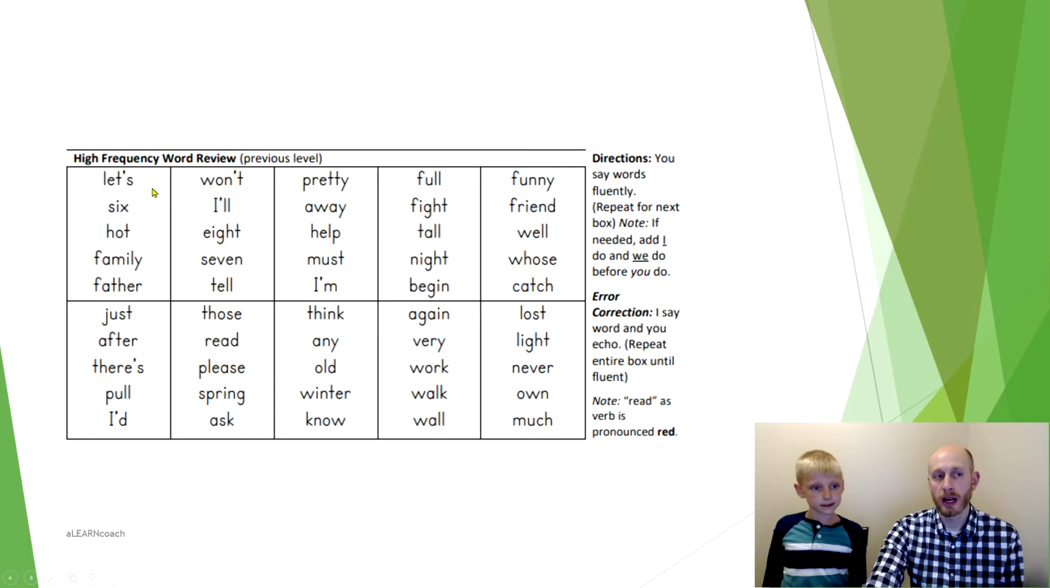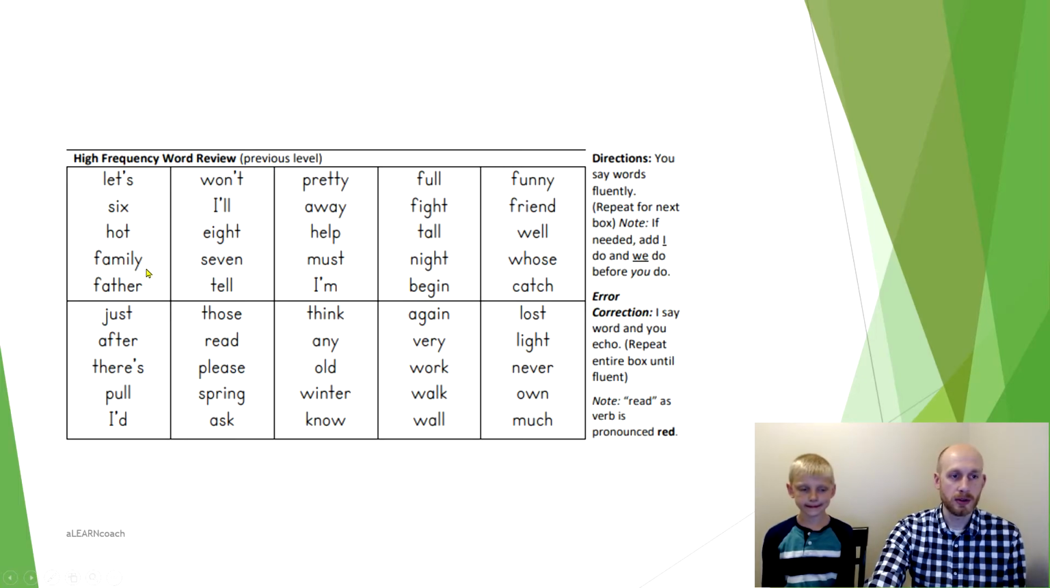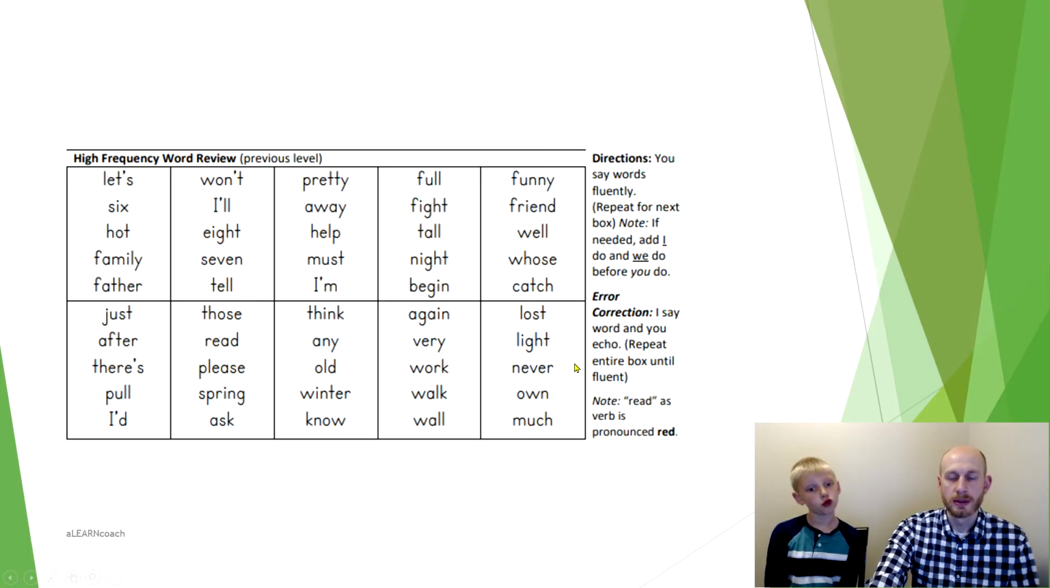Now we're on to our high frequency words, in which we have the students reviewing the words from the previous level. So for the previous level review, we can just have the students read the words. So let's go ahead and read those words. Let's, six, hot, family, father. Great, and you do that for the next column and the next column, all the way through the whole table.